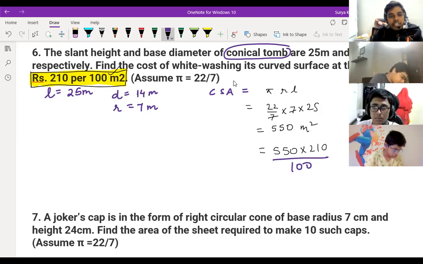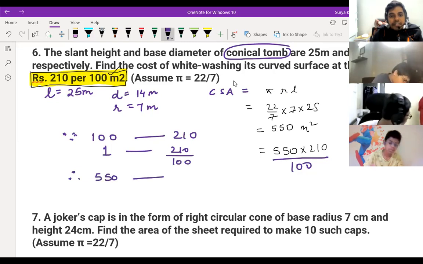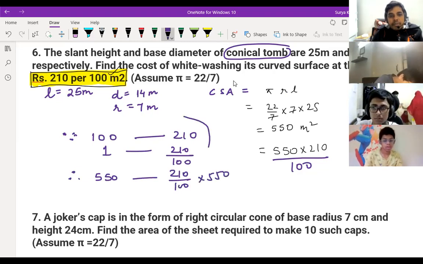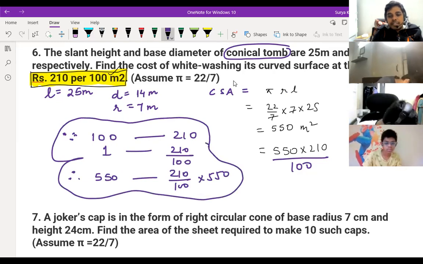The concept is that you are using the unitary method. If the cost of 100 meter square is 210, then 1 meter square cost is how much? 210 divided by 100. So for 550, we have to find 210 divided by 100 into 550. Understood, children? Yes, sir. So this concept you should know. Simply, why we are dividing by 100, you should understand by this.